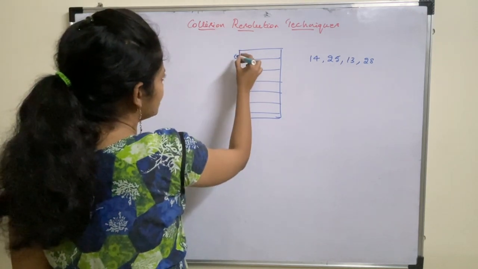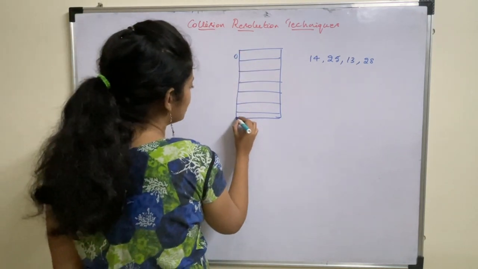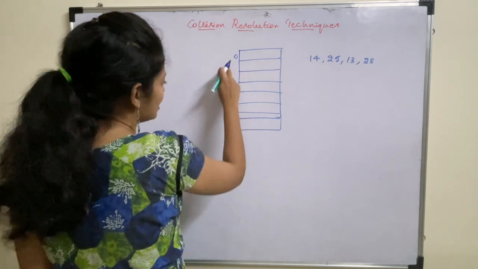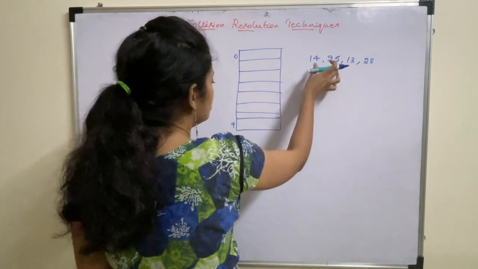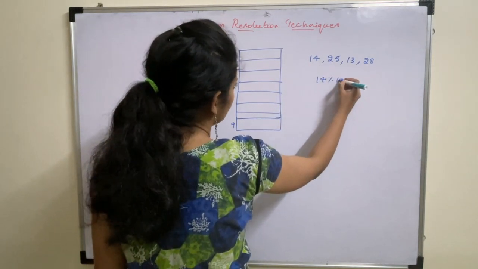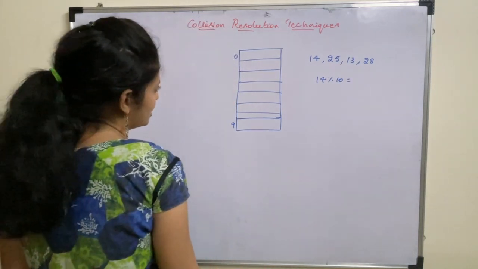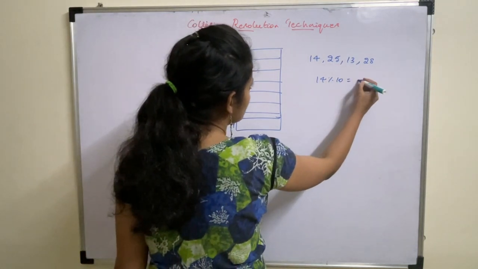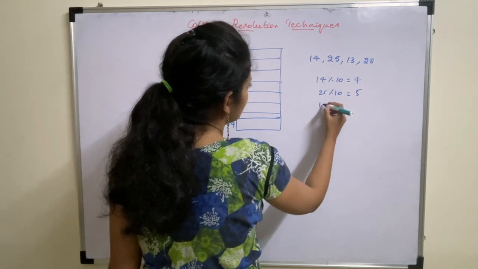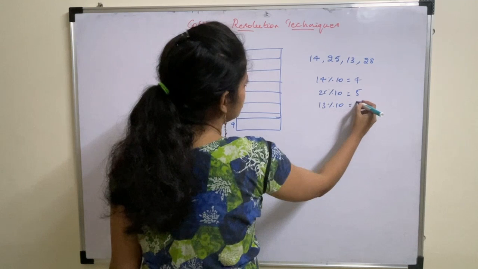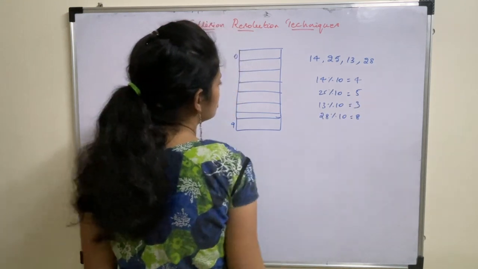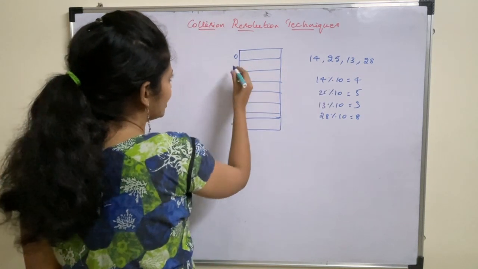If you assume that the size of this hash table is 10, then it starts with 0 and ends with 9. So if you use the division method, then it is 14 mod 10, right? Key mod size. So 14 mod 10 means 4, 25 mod 10 means 5, 13 mod 10 is 3, 28 mod 10 is 8. So 14 should be inserted at location 4.